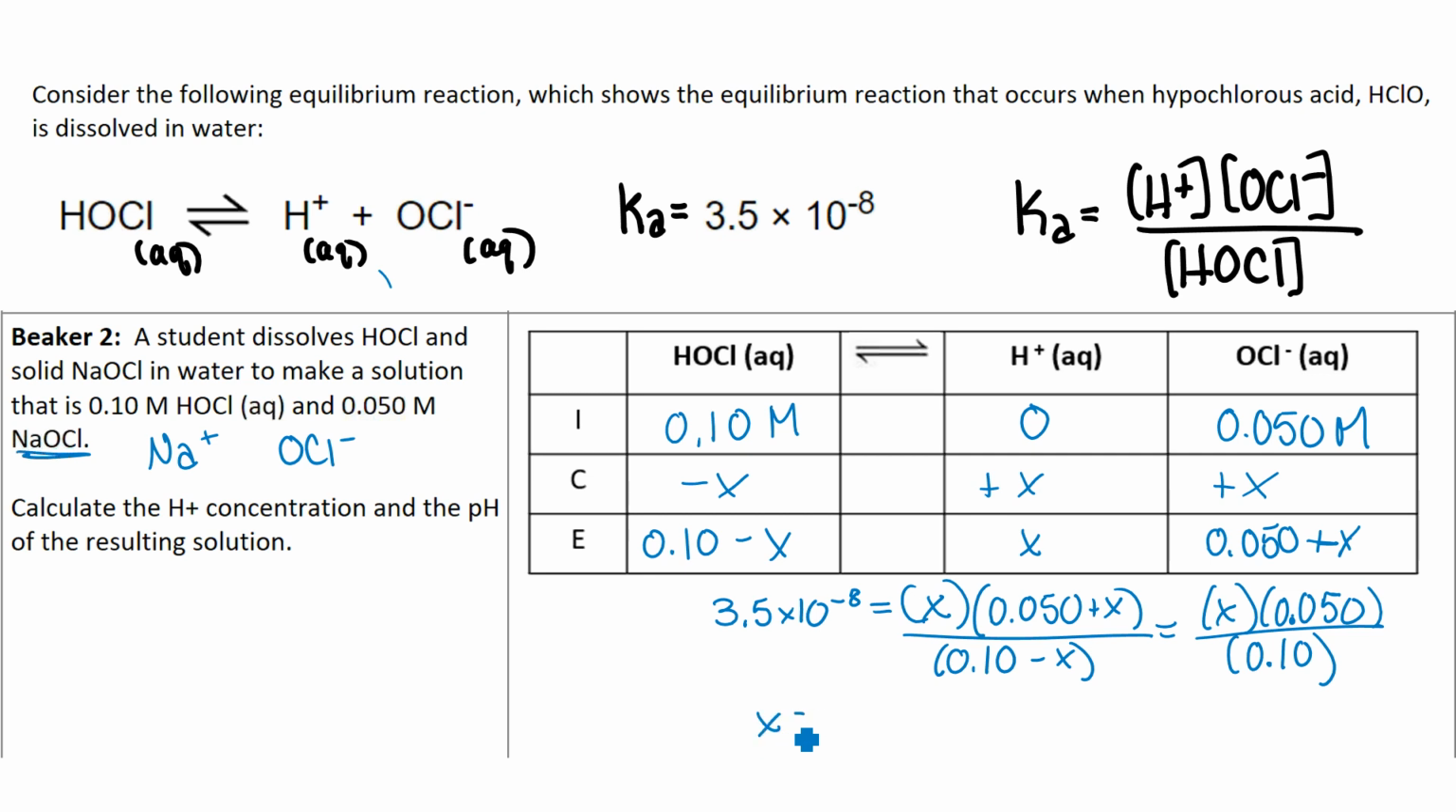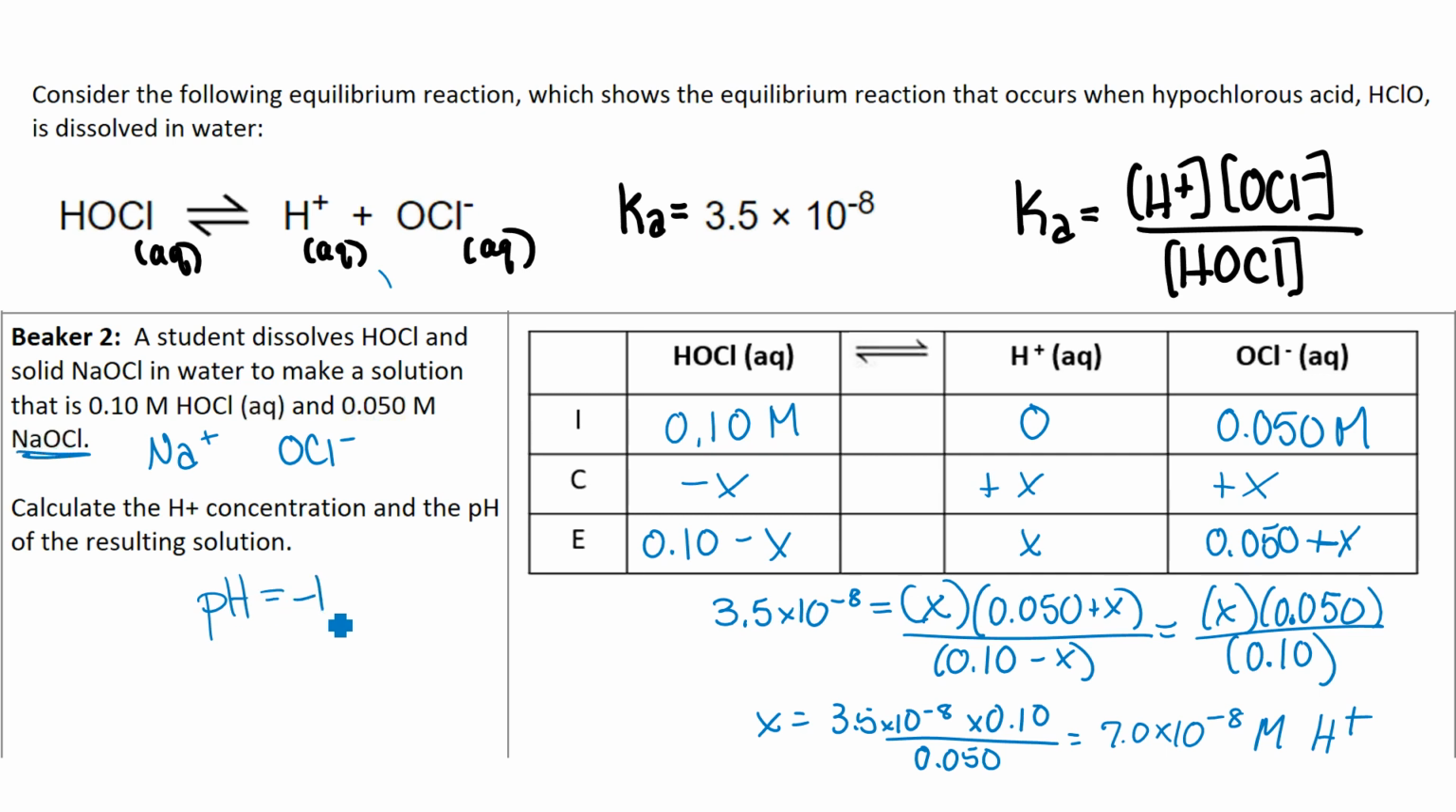So notice to solve for x, x is 3.5 times 10 to the negative 8. I'm going to multiply by 0.1 and then divide everything by 0.05. I don't even have to take the square root of anything here. So the math just gets easier when we have these common ion scenarios. When I plug this in my calculator, I get that x is 7.0 times 10 to the negative 8. So that's my hydrogen ion concentration. Remember pH is the negative log of the hydrogen concentration. So if I know hydrogen, might as well calculate my pH. My pH ends up being 7.15.